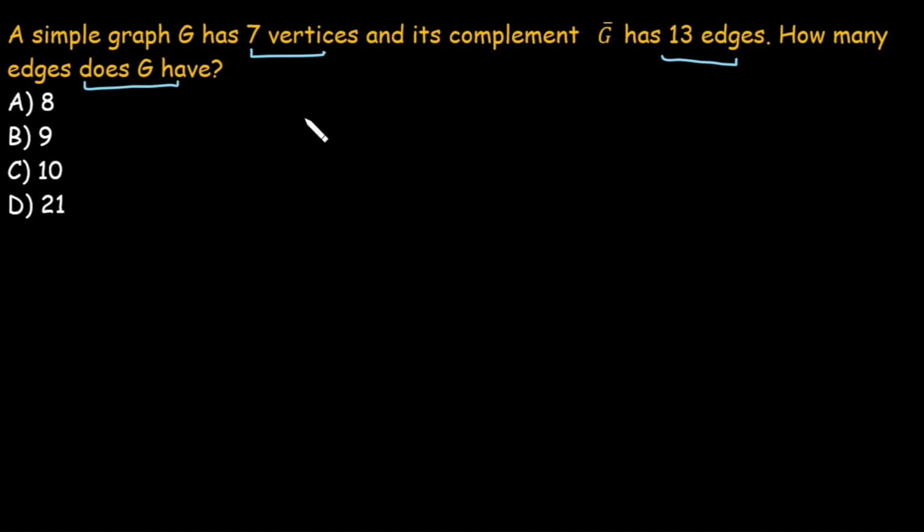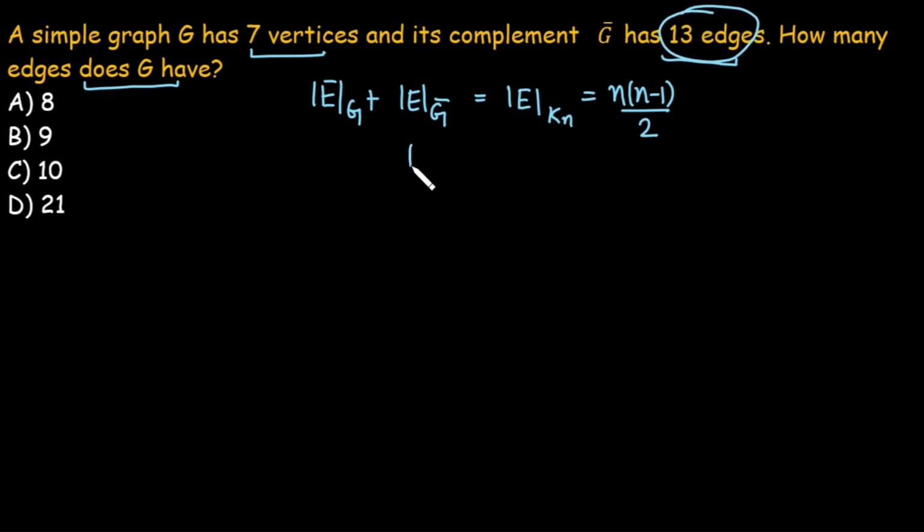In the previous case, we evaluated the number of edges in a complementary graph. Now we need to evaluate the number of edges in graph G. We know the result: number of edges in graph G plus number of edges in the complementary graph is equal to the number of edges in a complete graph Kn, that is n into n minus 1 by 2. The number of edges in the complementary graph is given as 13. So here we write 13. We need to evaluate this, keep it as it is.